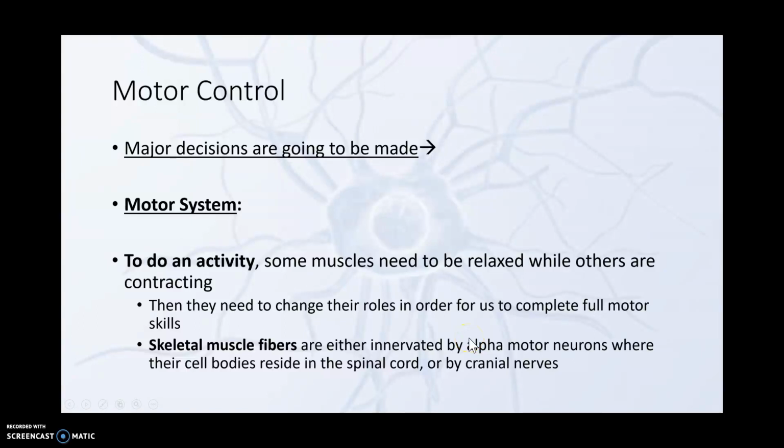Okay, so welcome back. We're going to continue on to this lecture, talking about motor control. So the major decisions are going to be made regarding motor control within the brain. And what is a motor system? A motor system is the neural pathways that control the sequence and pattern of contraction of skeletal muscle. To do an activity, some muscles need to be relaxed while others are contracting. They need to change their roles in order for us to complete a full motor skill.